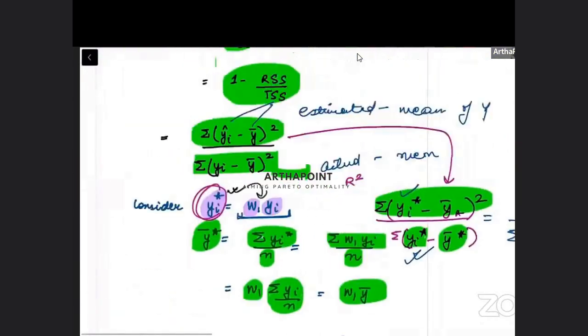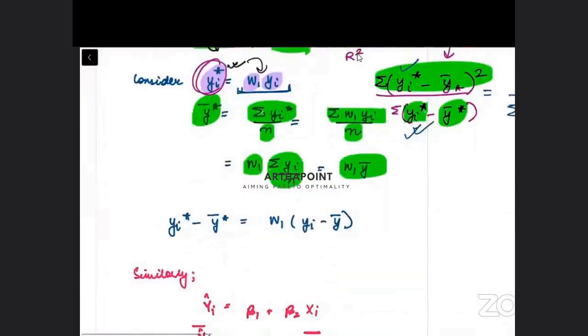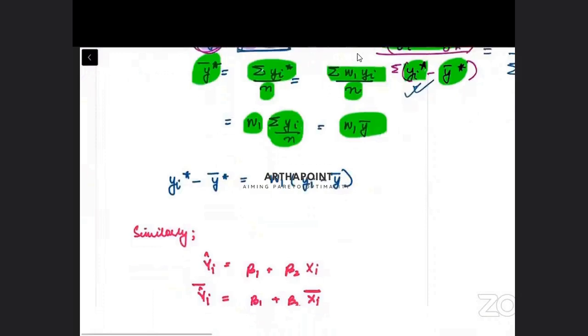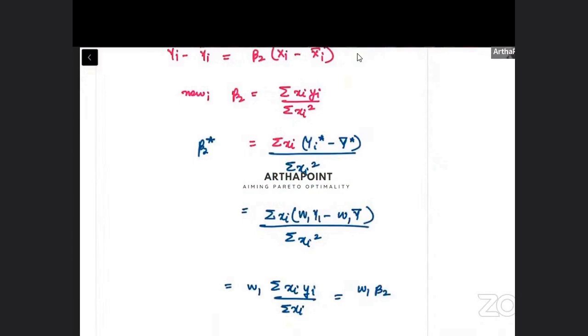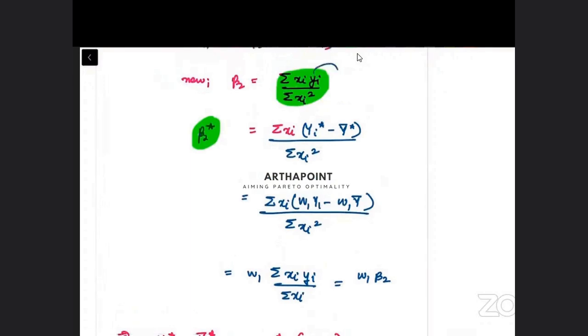So basically this is called that r square is invariant of scale. It is not affected by scale. But suppose this year they ask you, what about betas? What about variance? Is it invariant of scale? So I've just shown here that beta 2 is summation xi yi by summation xi square. I have just scaled y for now. So yi ki jagah pe I have written yi star minus y bar star. And this is a scaled version.